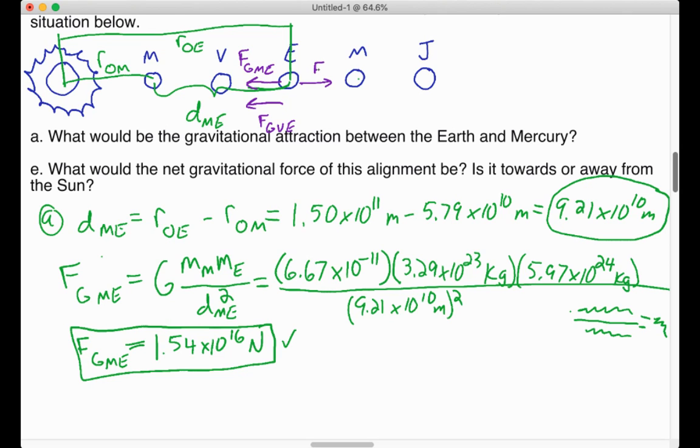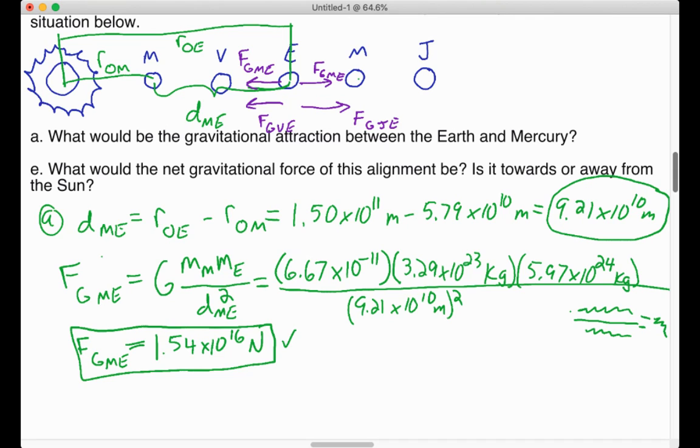So that would have been going this way. I'm just going to call it F sub G M E. Just know that this M is for Mars. And then what about Jupiter? Well, that's also to the right. So the force of gravitational attraction between Jupiter and the Earth.